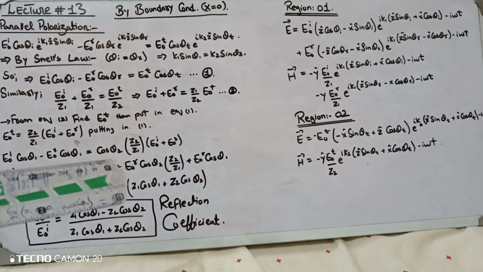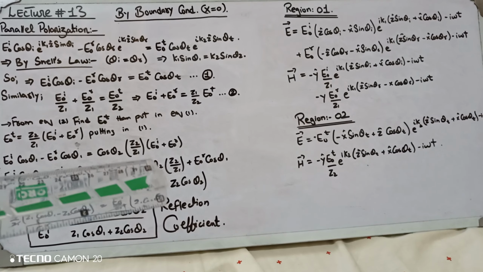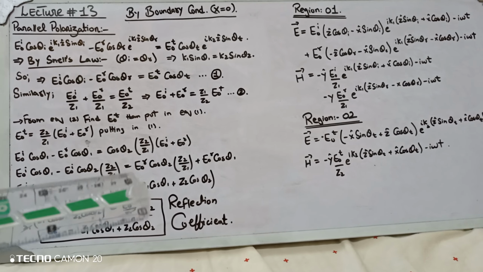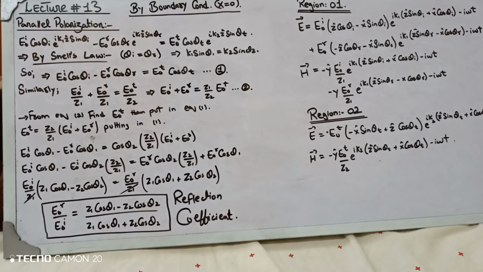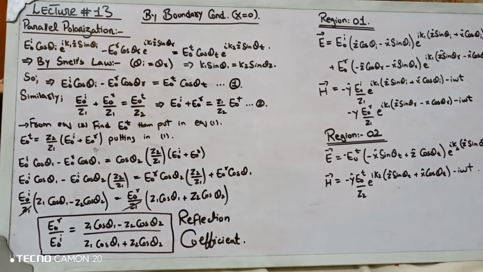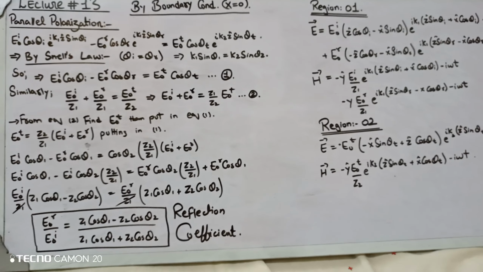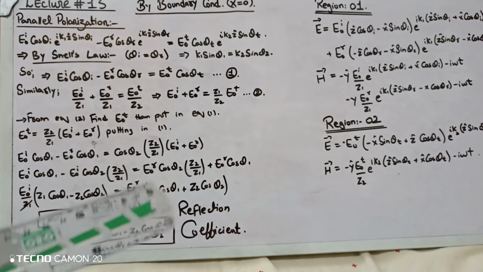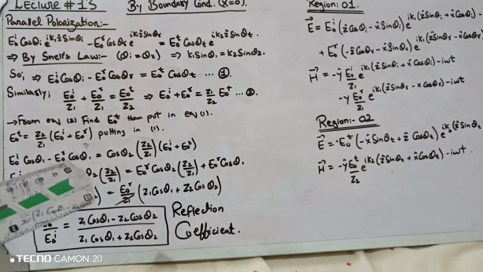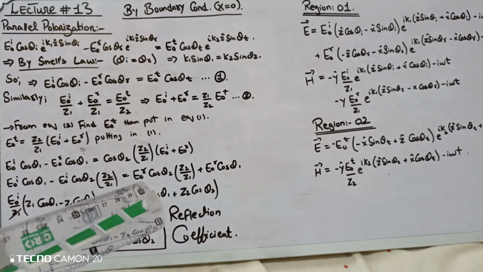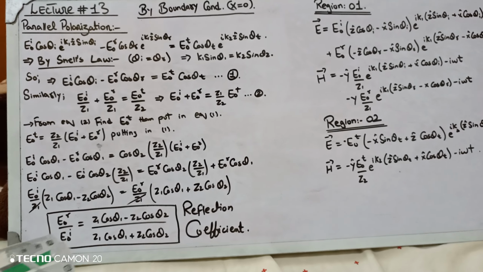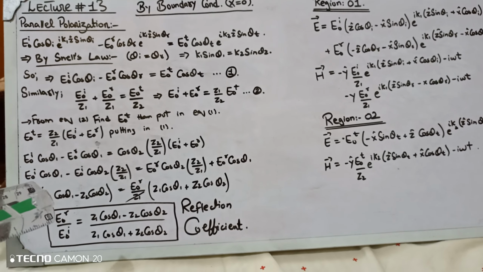Now multiply cos of theta 2 and z2 by z1 with E naught i and also with E naught r. So there are four terms: 1, 2, 3, 4. Now you have to move the incident terms to one side and the reflected terms to the other side. So here is the incident term, and here you can see the incident term. When moved, it becomes a minus sign, and here is the reflected term. Move this to the other side and it becomes positive. So E naught r here, E naught r here, E naught i here, E naught i here. So now you have to take common: E naught i is common.